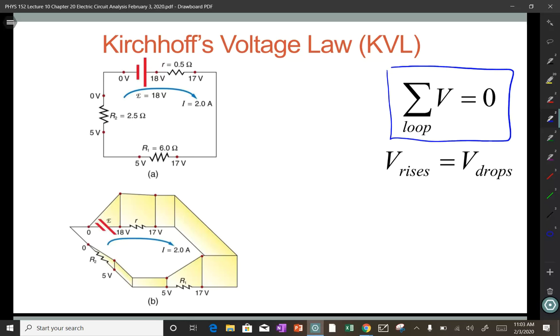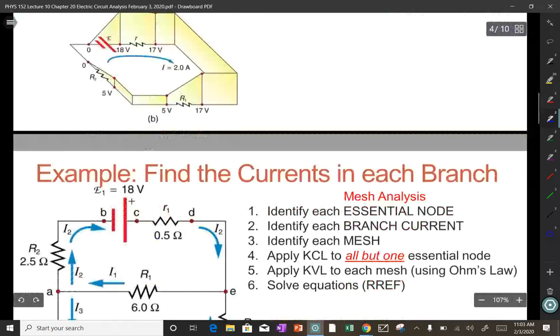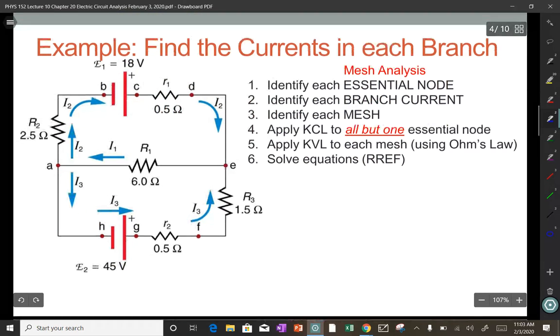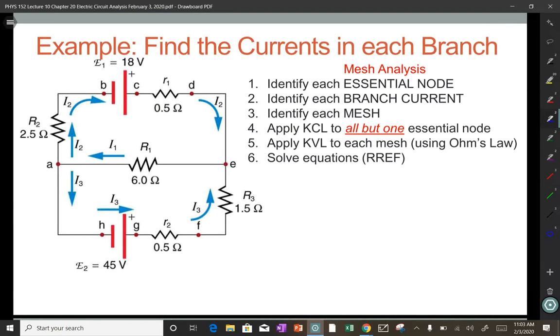So given those rules, here's how we solve a circuit. So step 1, identify each essential node. So in this picture, there's lots of nodes. A node is anywhere that 2 or more elements meet. Essential nodes are the ones we actually use, and that's where 3 or more meet. So all of those are labeled A through H, I think. A through H.